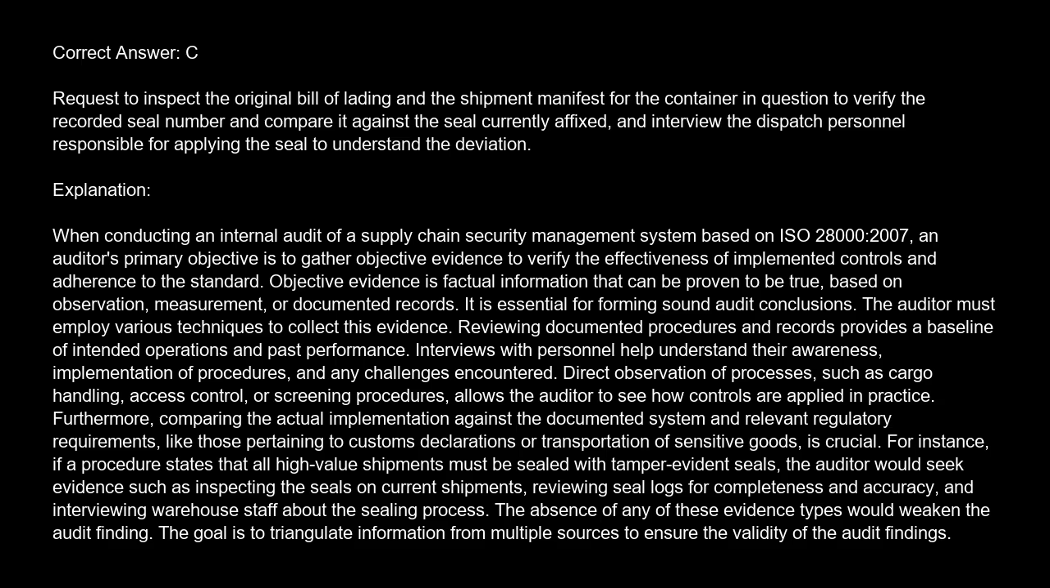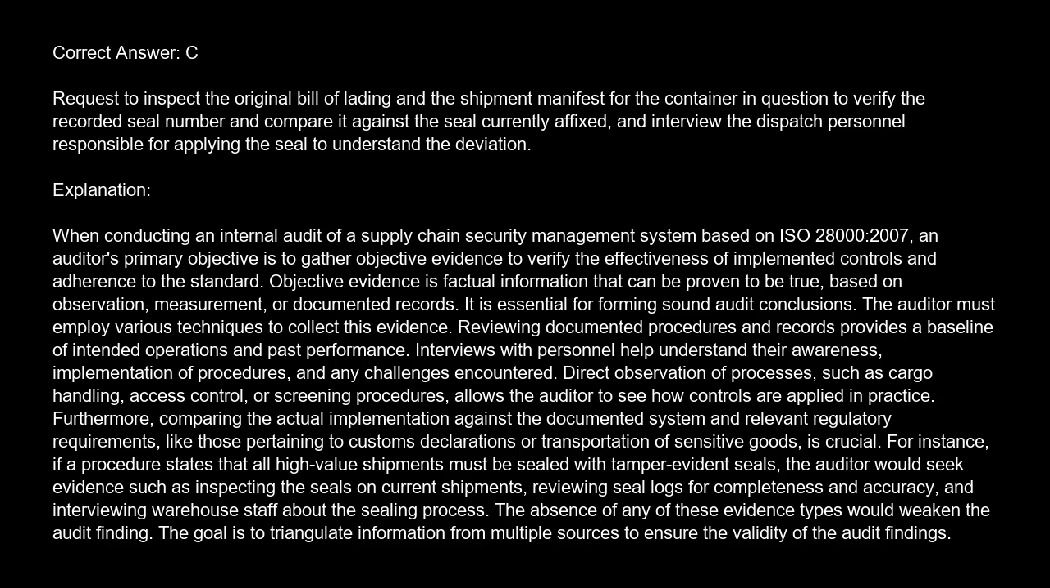Reviewing documented procedures and records provides a baseline of intended operations and past performance. Interviews with personnel help understand their awareness, implementation of procedures, and any challenges encountered. Direct observation of processes, such as cargo handling, access control, or screening procedures, allows the auditor to see how controls are applied in practice. Furthermore, comparing the actual implementation against the documented system and relevant regulatory requirements, like those pertaining to customs declarations or transportation of sensitive goods, is crucial.